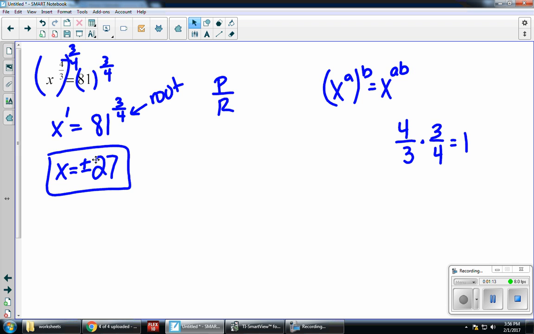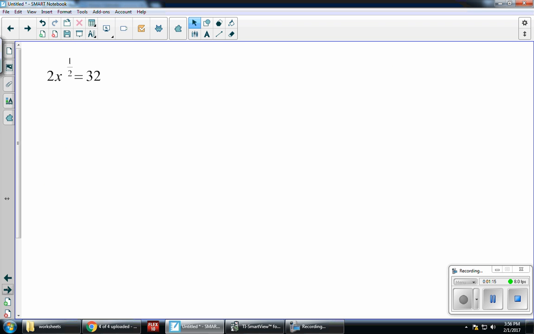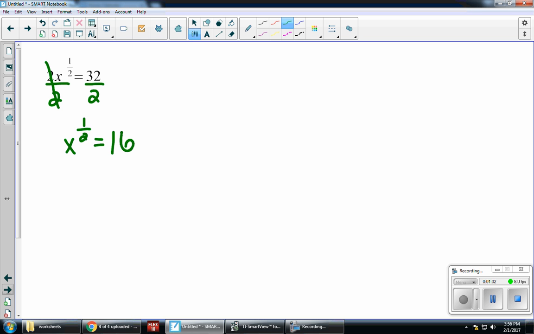Let's take a look at another example. Here's one where I have a 2 in front of my base. So that exponent of 1/2 is only on the x. That 2 is not being affected by it. So I need to divide both sides by 2 first. So I end up with x to the 1/2 is equal to 16.